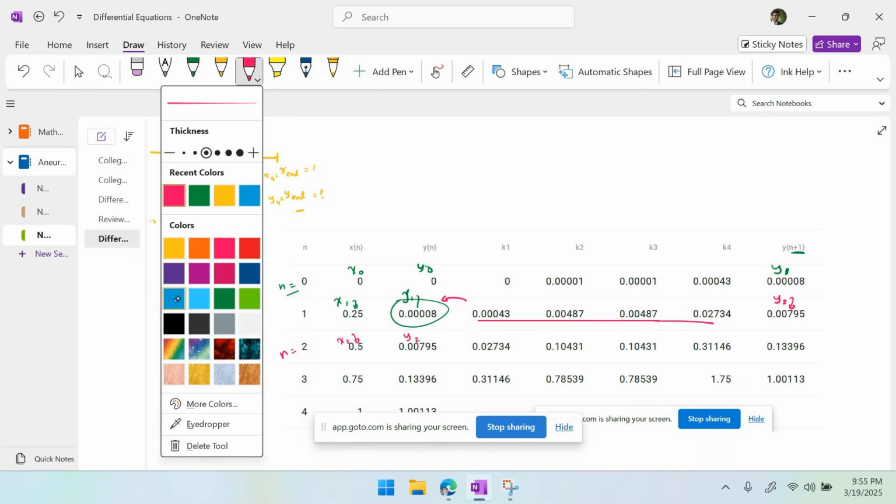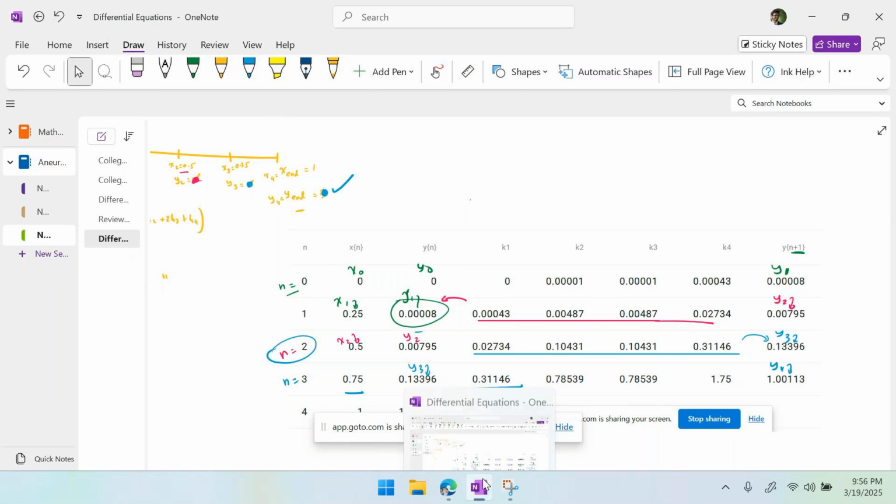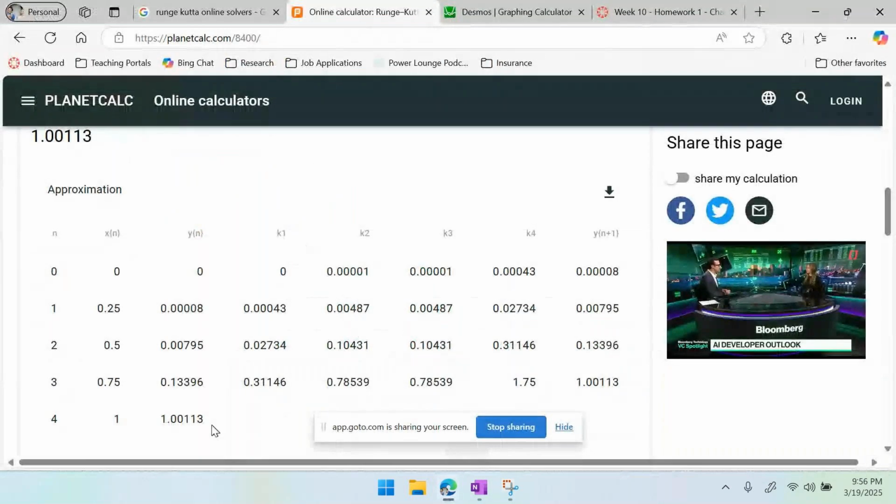All right, and then, let me pick a color, blue. Now we have n equals 3, that is this step. Calculate the k values using the second step, n equals 2, and you get y3. That's the new y value, which is the number in here. Do the same thing, we calculate y4 here, which is the number we need. That's 1.10113. So let's see that in the picture.